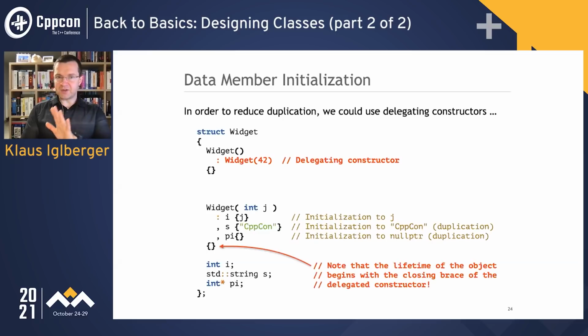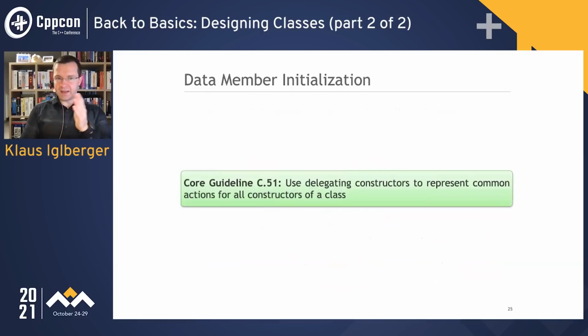And also, as a side remark, note that the lifetime of this object starts with the closing brace of the called constructor. So the object is already alive when we return from this call, which is something that sometimes you might actually exploit. This may be a very nice thing in some cases. I don't say this is generally the best thing, but sometimes it's nice to know that. There's a second option though. Guideline C.51: use delegating constructors to represent common actions for all constructors of a class.